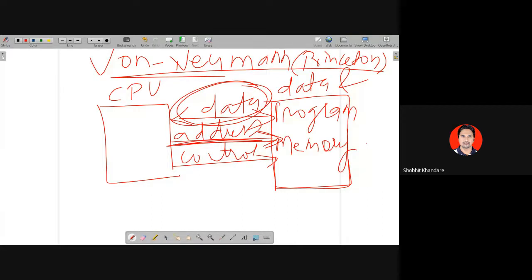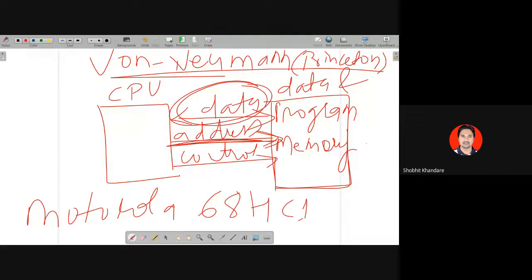To give an example of this architecture, Motorola 68HC11. This microcontroller is based upon von Neumann architecture. Okay, तो ये Motorola 68HC11 microcontroller में this type of architecture can be seen.